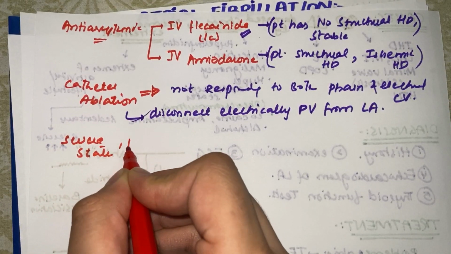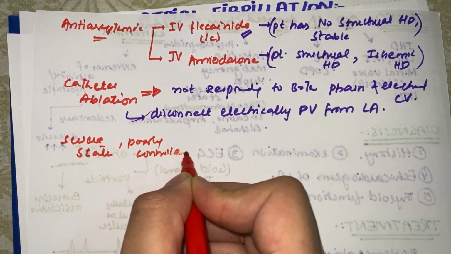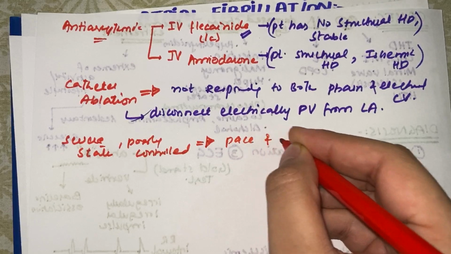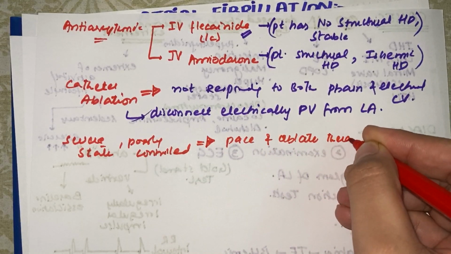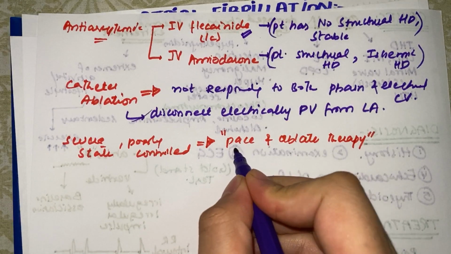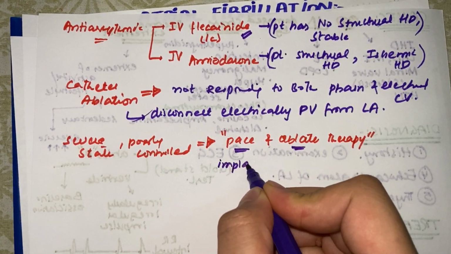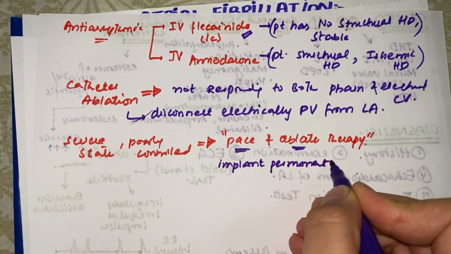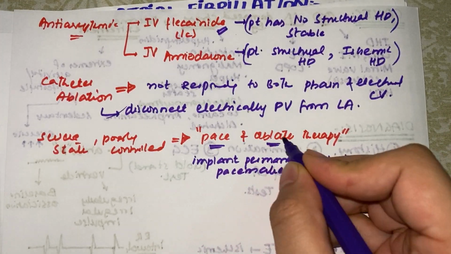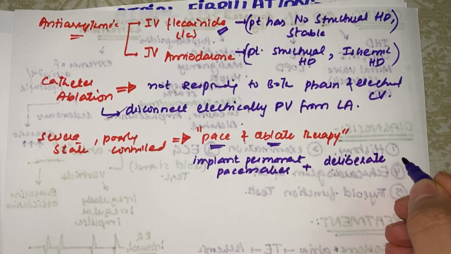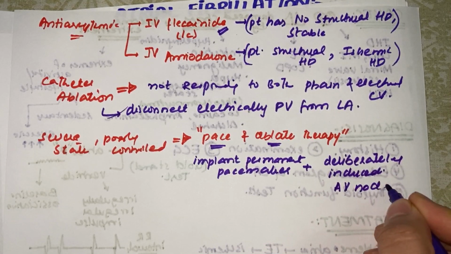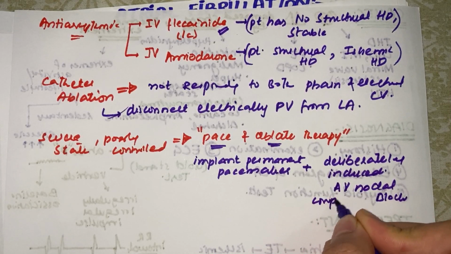and the patient is in a severe state, a poorly controlled case, the management strategy is pace and ablate therapy. Now what is this? It is very important to understand that in pace and ablate, we implant a permanent pacemaker in that patient, plus we deliberately ablate some part of the heart tissue. So we deliberately induce AV nodal block, complete AV nodal block.